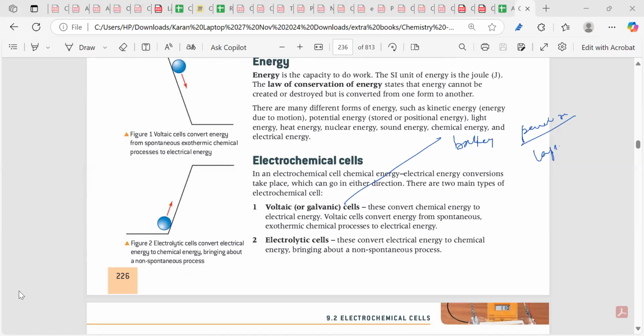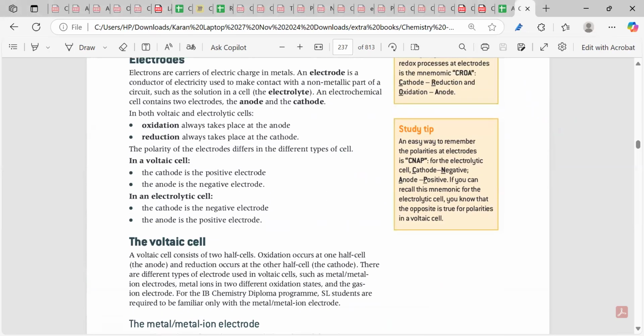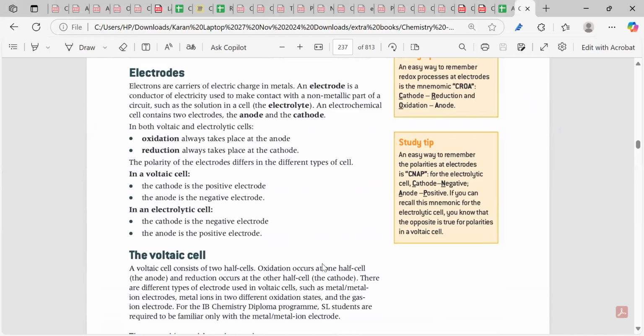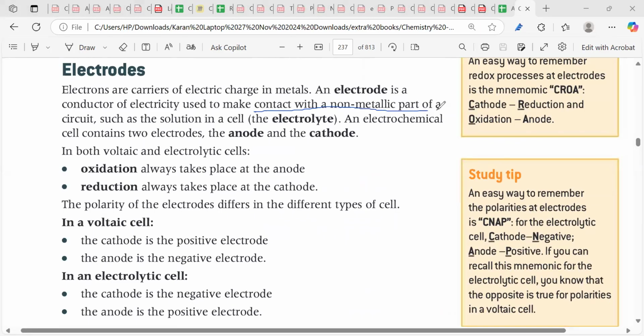Now coming to this part, both kinds of cells will have electrodes. So what's the definition of an electrode? An electrode is a conductor of electricity, which is used to make contact with the non-metallic part of the circuit, such as a solution in the cell.